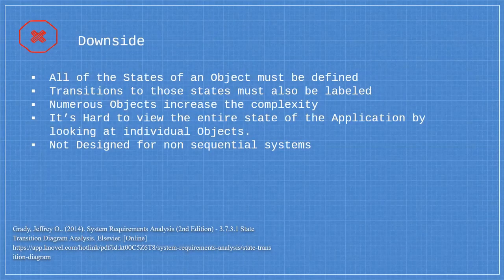Now again, to go over some of the downsides of these diagrams, you don't want to have them in a system that has tons of different objects, because all of the states of an object must be defined. So if you have way too many states for an object, then you start to lose some of the functionality and the reason why you'd even want it. You want it to be very simple and not be very complex. It's also really hard to view the entire state of the application by looking at individual objects. So the more objects you have, the harder it is to view the entire system and how it all works together.